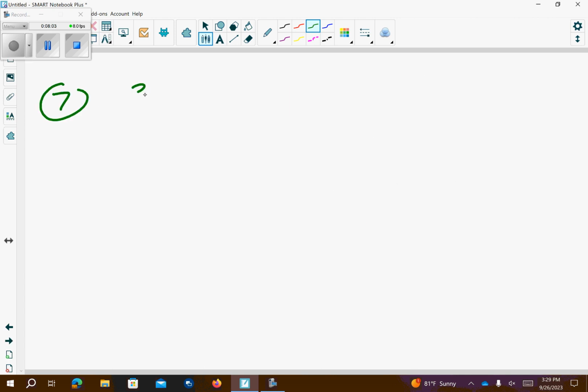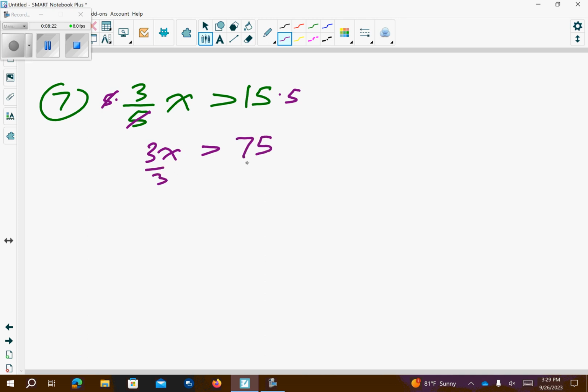Number 7, we have this. So let's clear the fraction. It's on the left side, so I'm going to multiply this side by 5 and this side by 5. Those cancel, so I get 3x is greater than 15 times 5, which is 75. Divide both sides by 3. Those cancel. X is greater than 25. It didn't flip over or anything.